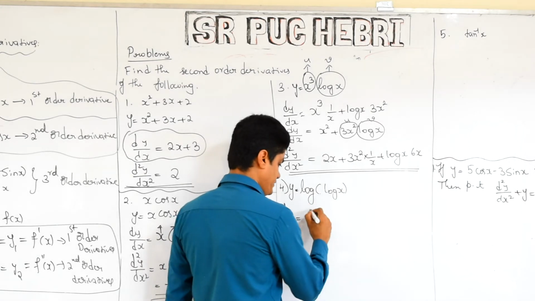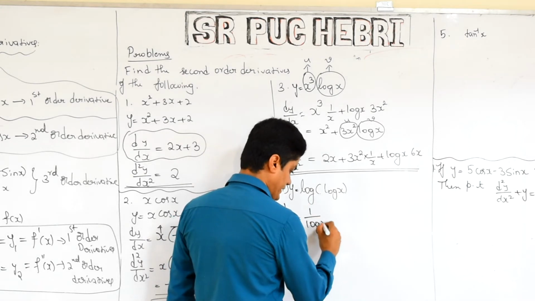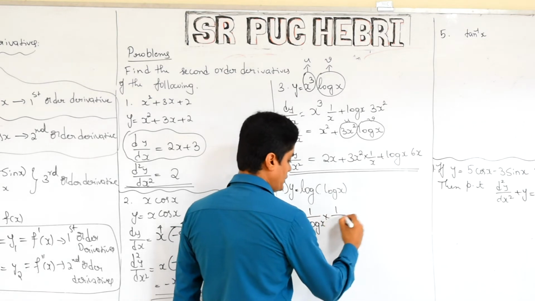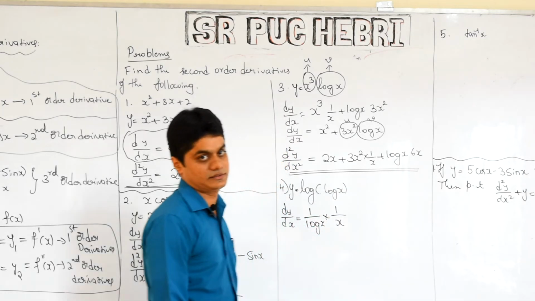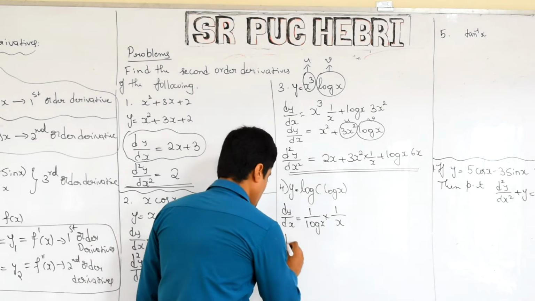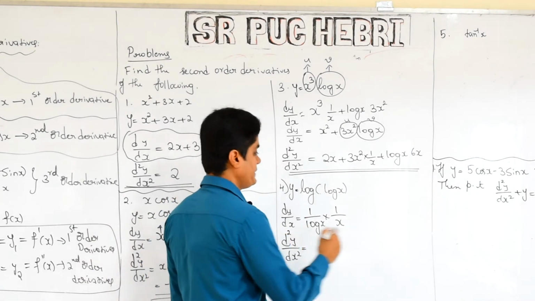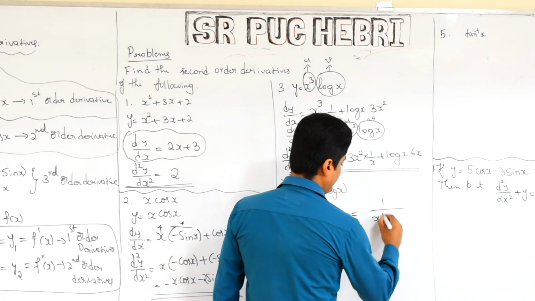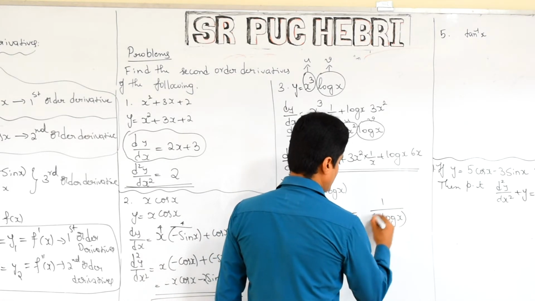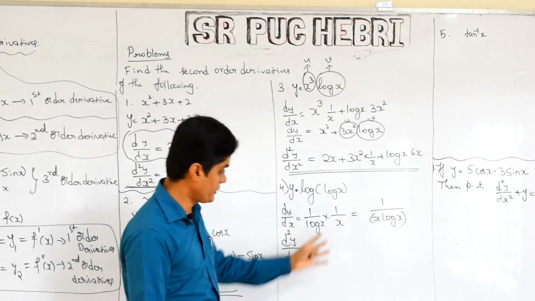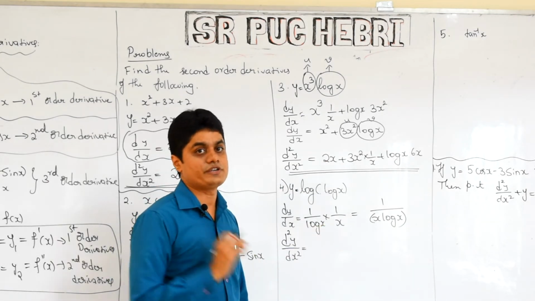Log of log x differentiation ಏನು? 1 by log x into differentiation of log x ಏನದು? 1 by x. ಕರೆಕ್ಟಾ? Now second order derivative. ಇದನ್ನೇ differentiation ಮಾಡ್ತೀರಿ? 1 by x into log x. I can rewrite like this, 1 by x into log x. So you can rewrite like this. Now how you will differentiate this?